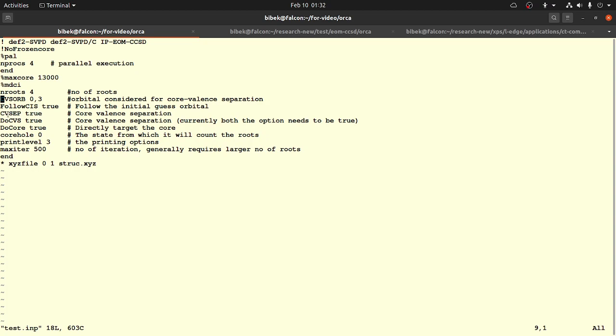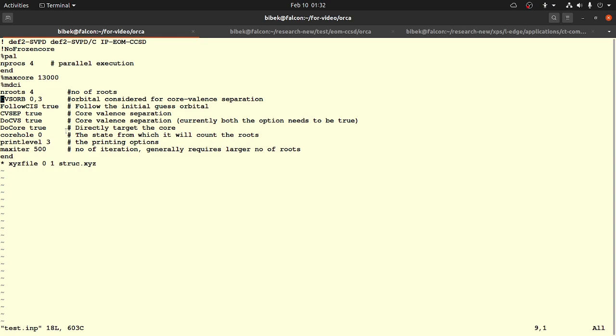These are CVS true, do CVS true, and do core true. With do core true, this directly targets the core orbital. Another important keyword here is core hole 0. Here we have only a water molecule, so the core hole is only the oxygen 1s. So we put core hole 0, which automatically starts from your highest ionization potential value. Here it starts from oxygen.